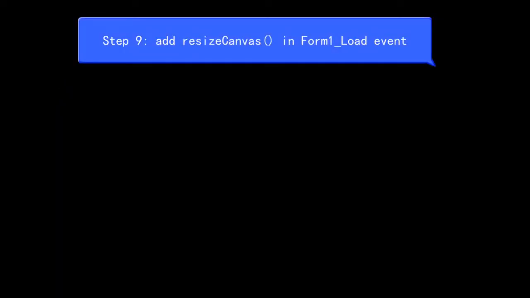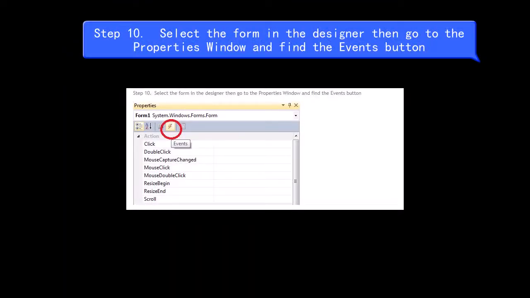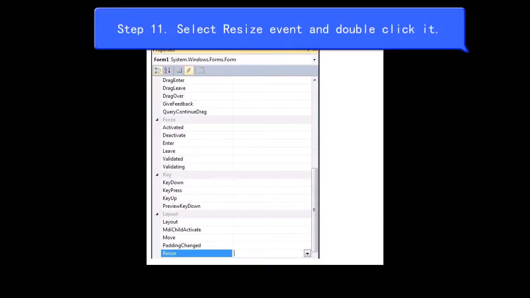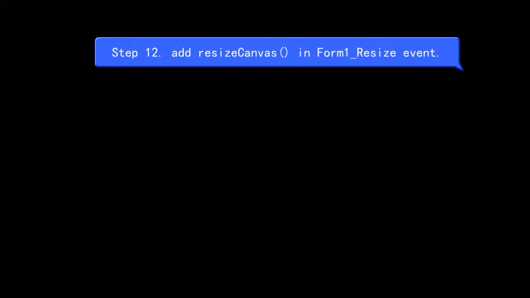Step 9. Add resize canvas, in the form1_load event. Step 10. Select the form in the designer, then go to the Properties window and find the Events button. Step 11. Select Resize Event and double-click it. Step 12. Add resize canvas, in the form1_resize event.